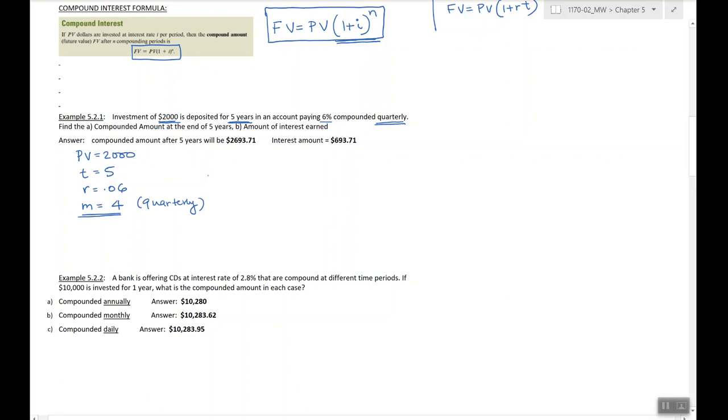Once we have this information, the first thing, as we agreed, is to find I, which is R over M. So that would be 0.06 over 4, and you could use your calculator to find this to be 0.015. And N, which is M times T, gives us 4 times 5, and that is 20.